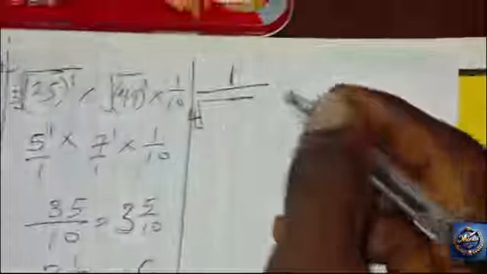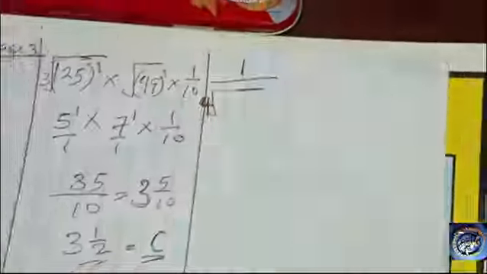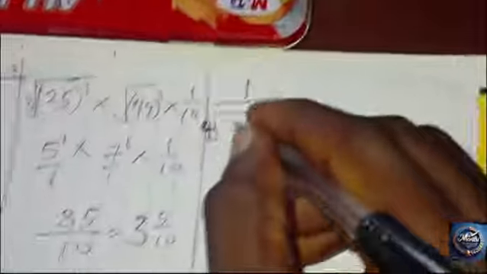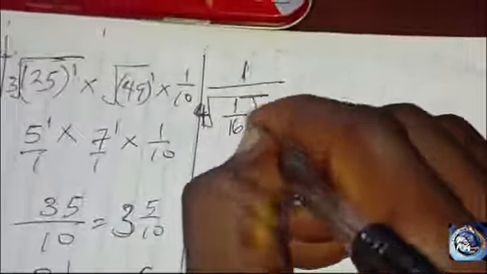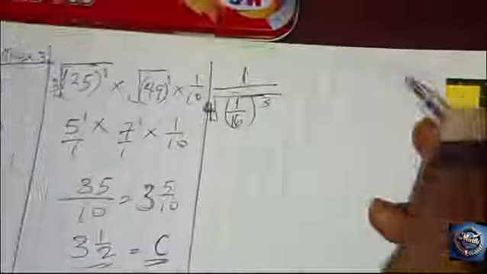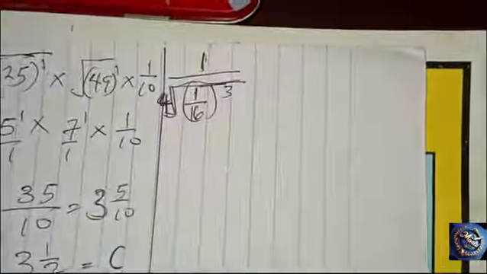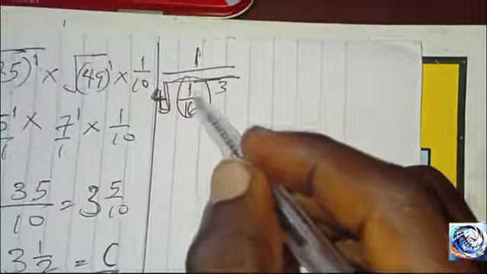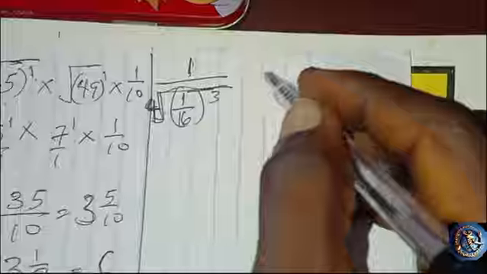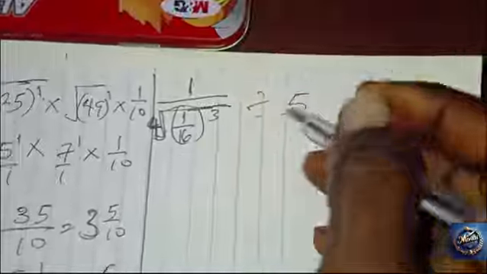So I'll continue. I'll say 1 all over the fourth root. I'm going to get the fourth root of 1 all over 16 raised to the power of 3. Fourth root of 1 all over 16, just because you have 3 all over 4 here. So I'm going to say fourth root of 1 over 16 to the power of 3 divided by 5, because 5 times 1 is 5.